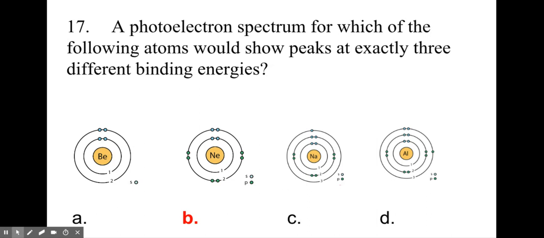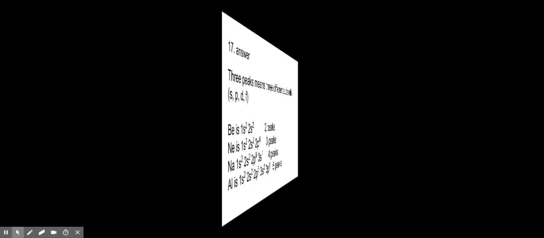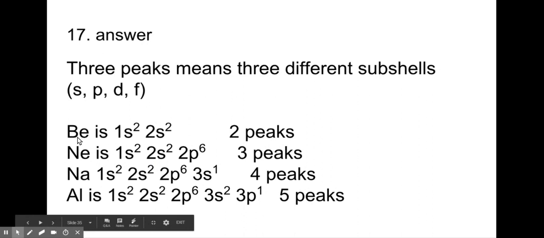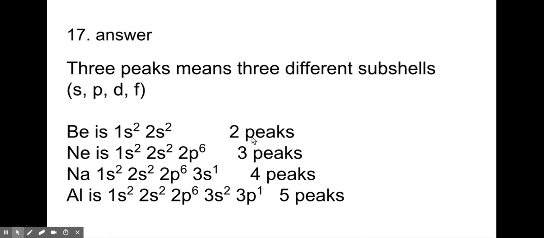The height of the peak tells you how many electrons are in it relative to other peaks. But here they want to know which of these elements would have just 3 peaks, or different binding energies. So let's take a look at their electron configurations. If we look at those, we can see beryllium 1s2, 2s2, there's only 2 sublevels here. So we'd only have 2 peaks.